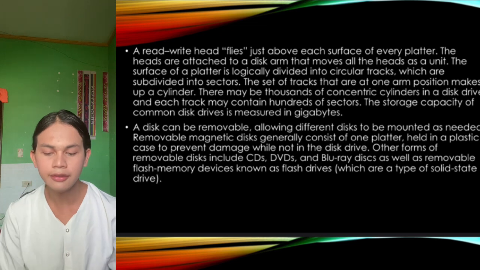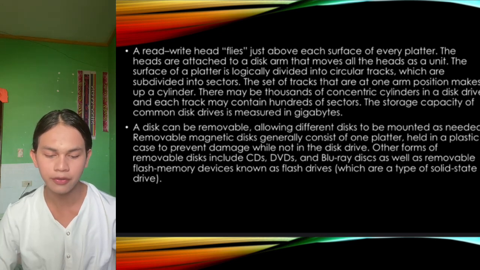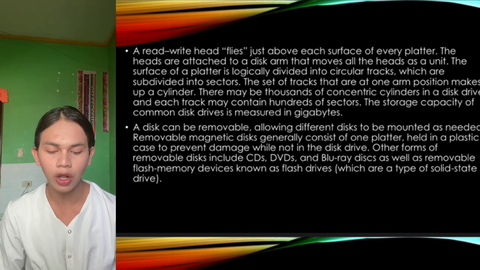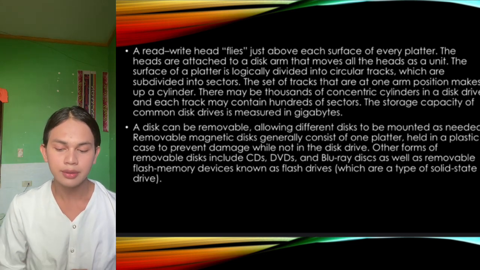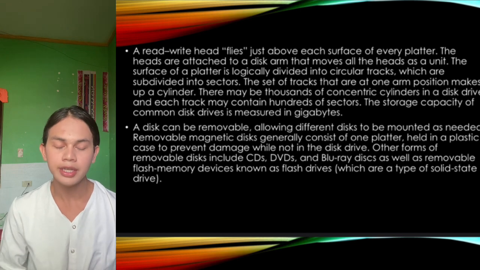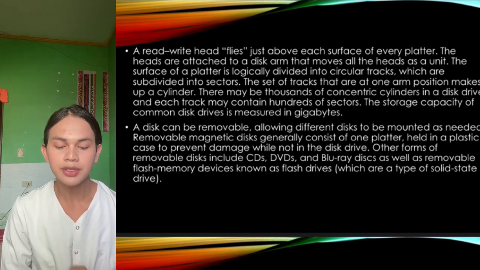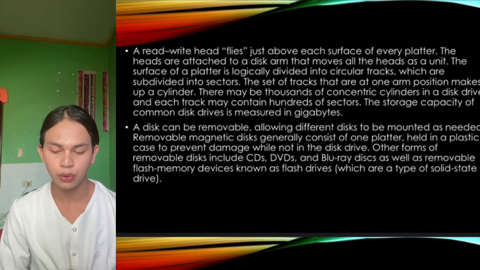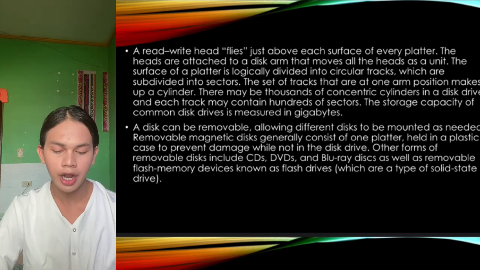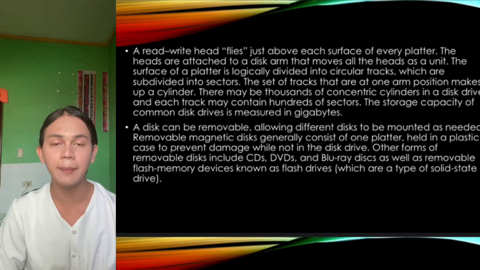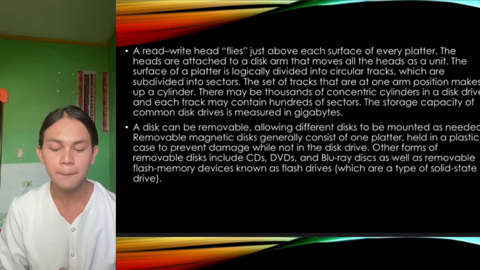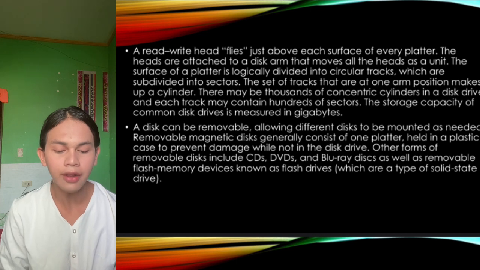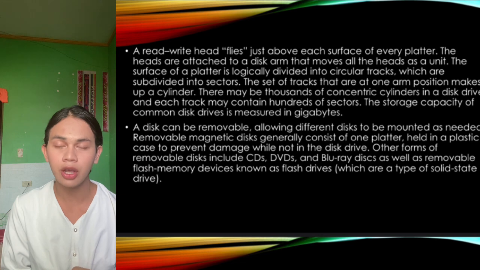A read-write head flies just above each surface of every platter. The heads are attached to a disk arm that moves all the heads as a unit. The surface of a platter is logically divided into circular tracks, which are subdivided into sectors. The set of tracks at one arm position makes up a cylinder. There may be thousands of concentric cylinders in a disk drive, and each track may contain hundreds of sectors.